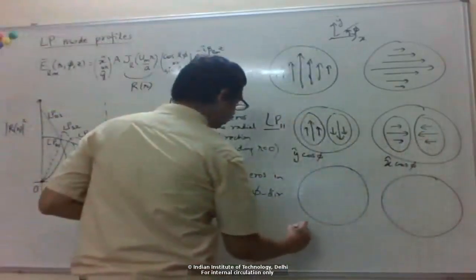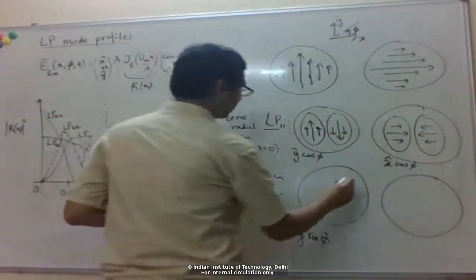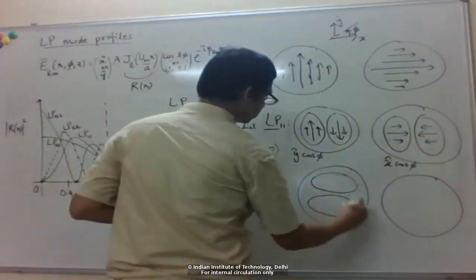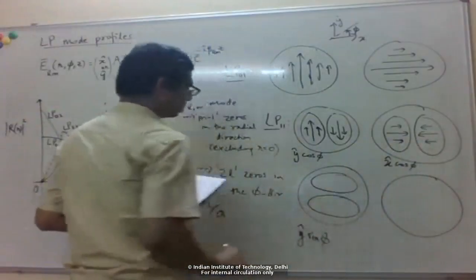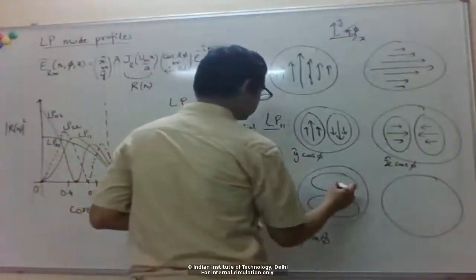Then you could have Y polarized sine. So the blobs now look like this. So 0 is along phi equal to 0 and phi equal to pi.